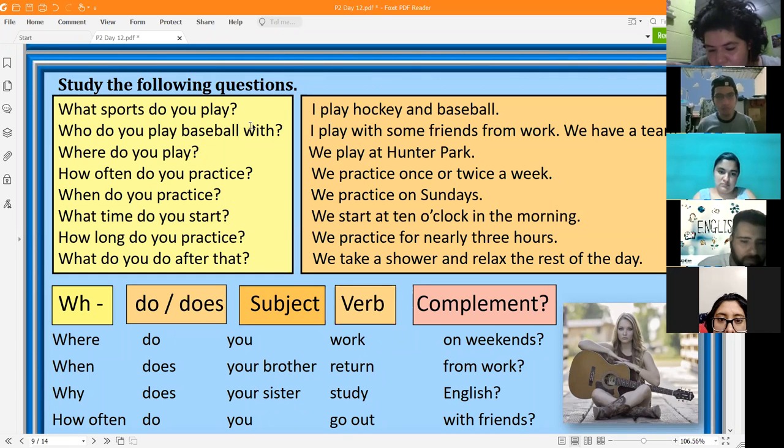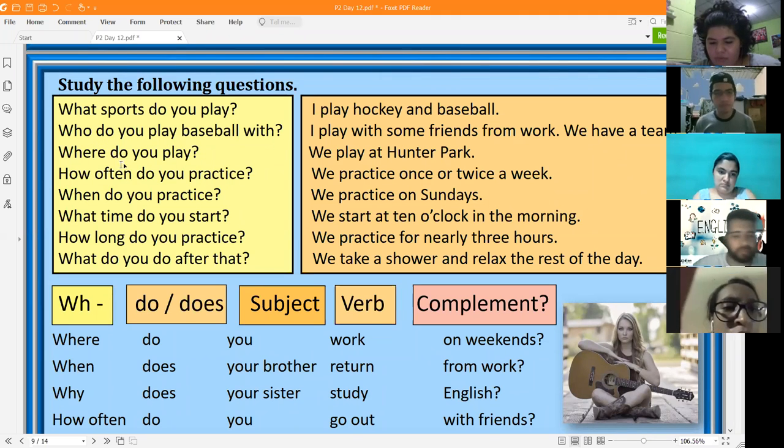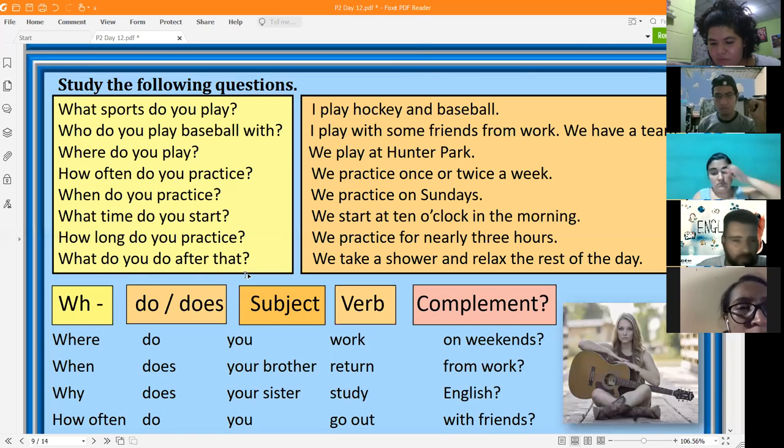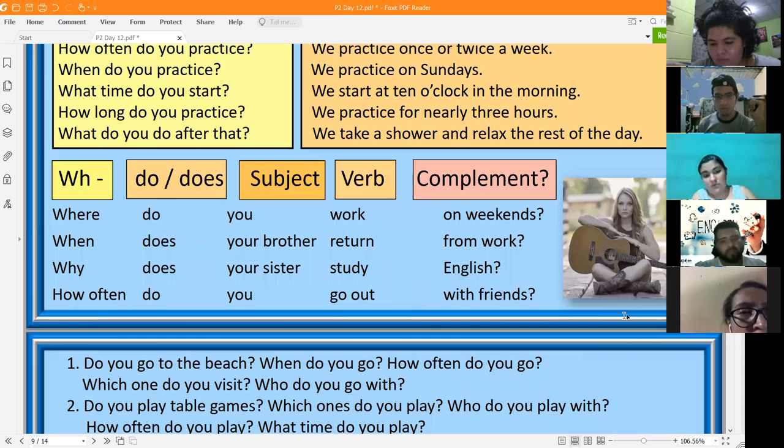what sports do you play? Who do you play baseball with? Where do you play? How often do you practice? When do you practice? What time do you start? How long do you practice? And what do you do after that? Okay. The order of the questions is this. How often do you study the lesson?